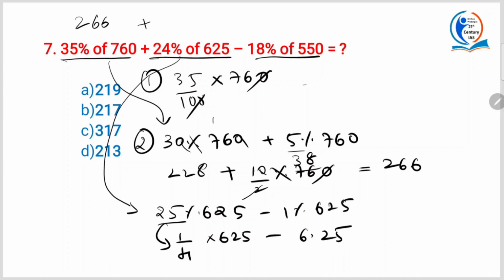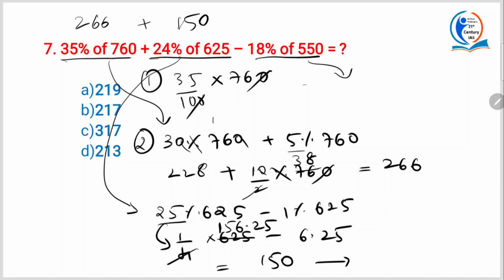Okay, 1/4 of 625 minus 1% of 625 is how much? 6.25, right? So 4 ones are 4, 4 6s are 24, so 156.25. All right. So this is 156.25 minus 6.25, which is how much? 150. So the value of this one is 150.